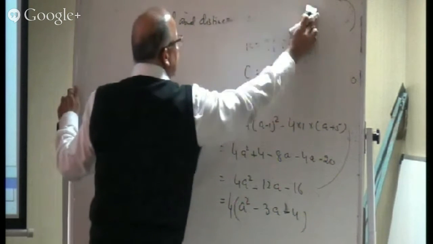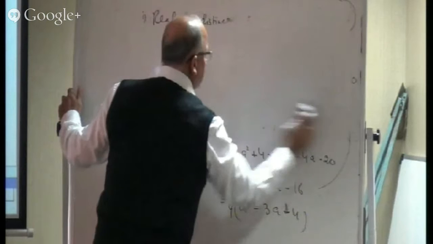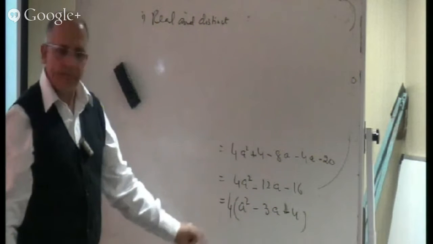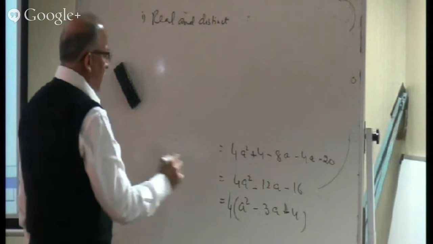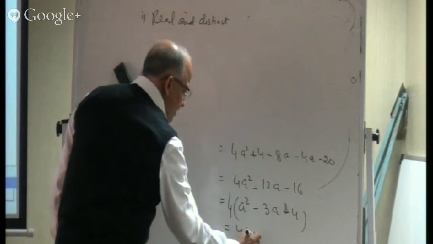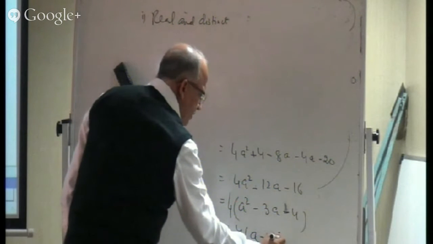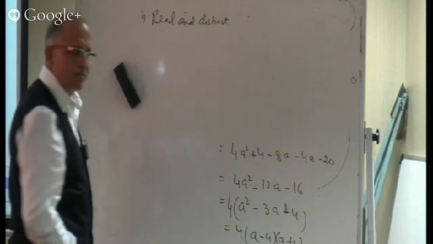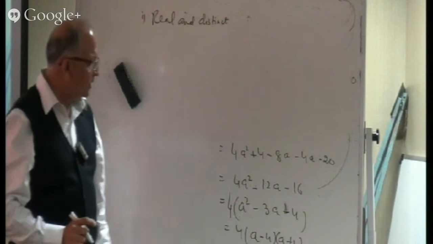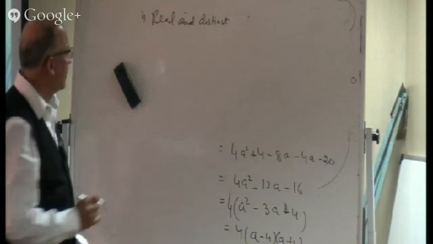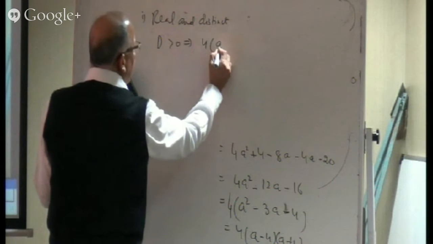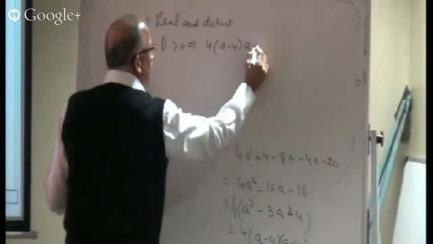I don't think I need it. Have we calculated it correctly? This calculation is okay. So can we factorize it further? It is (a minus 4) into (a plus 1). Only then you will get a square minus 3a minus 4. So d should be greater than 0. That means 4 into (a minus 4) into (a plus 1) is greater than 0.